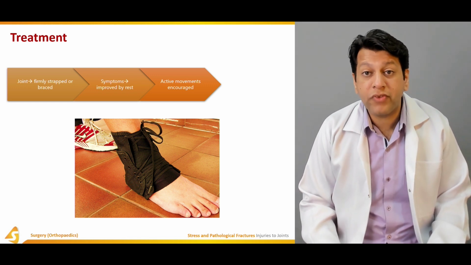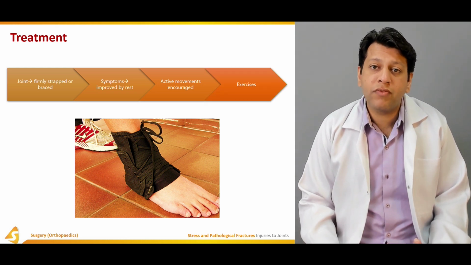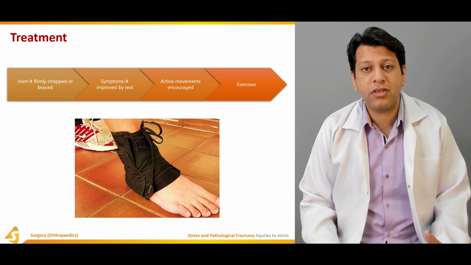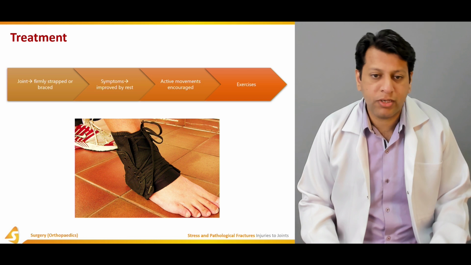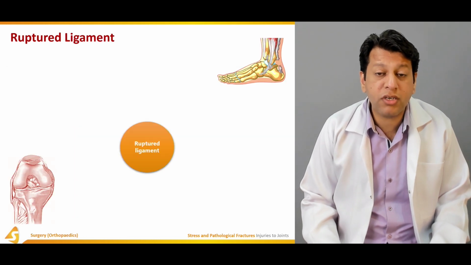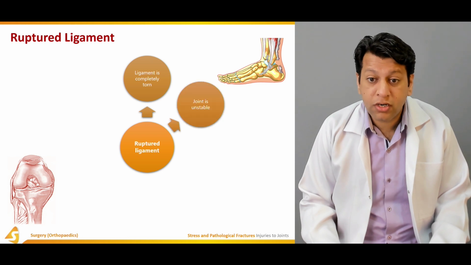And that could be in the form of exercises. The best is, if it's the ankle joint, usually dorsiflexion and plantarflexion are the kinds of exercises which are done for movement in the ankle joint. Now coming to the ruptured ligament. Ligament could be completely torn.